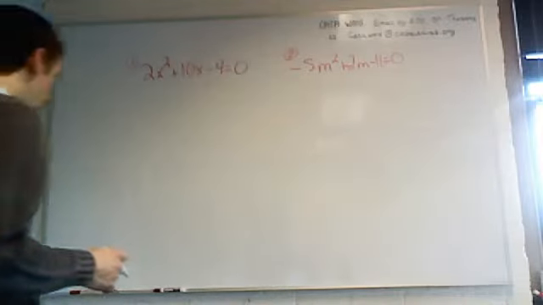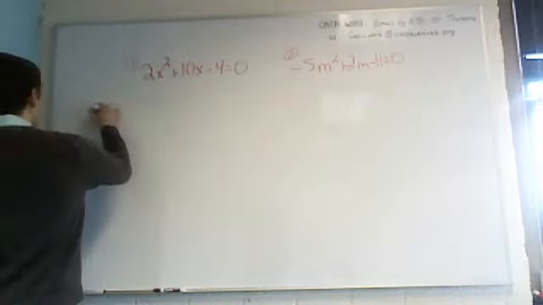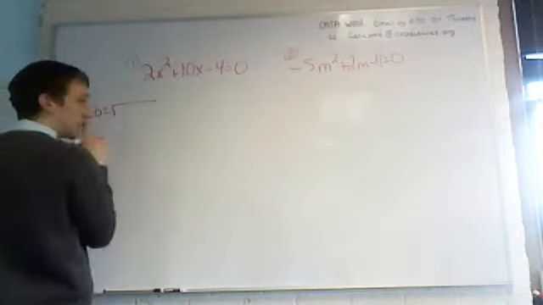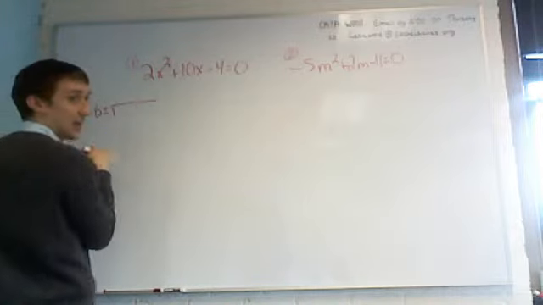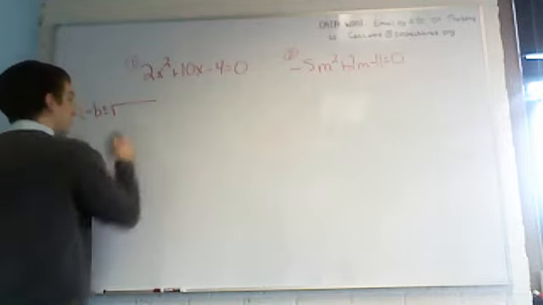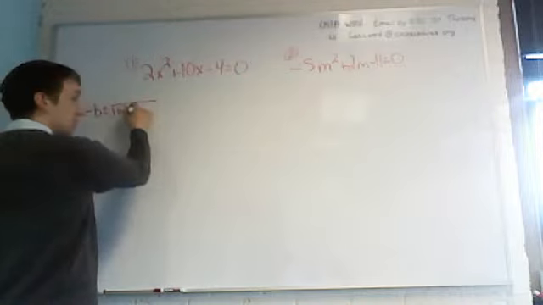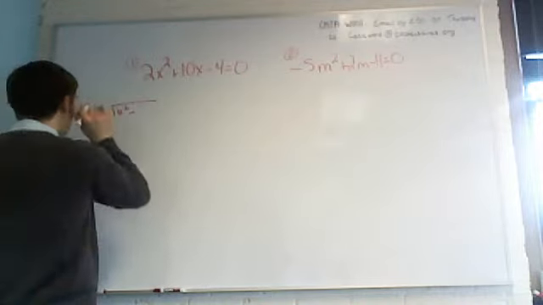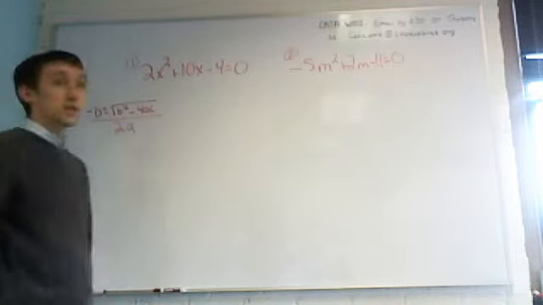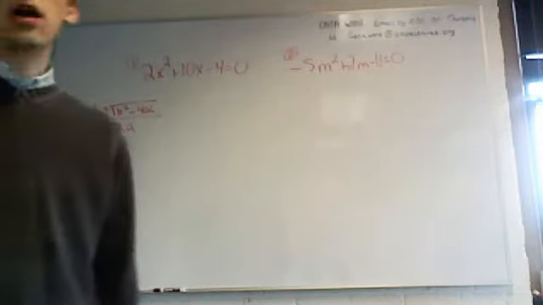Okay, so the quadratic formula, we got two equations here. What's the quadratic formula? Negative b plus or minus the square root of b squared minus 4 times a times c. I thought it was 4ac. So it's b squared minus 4ac all over 2a.